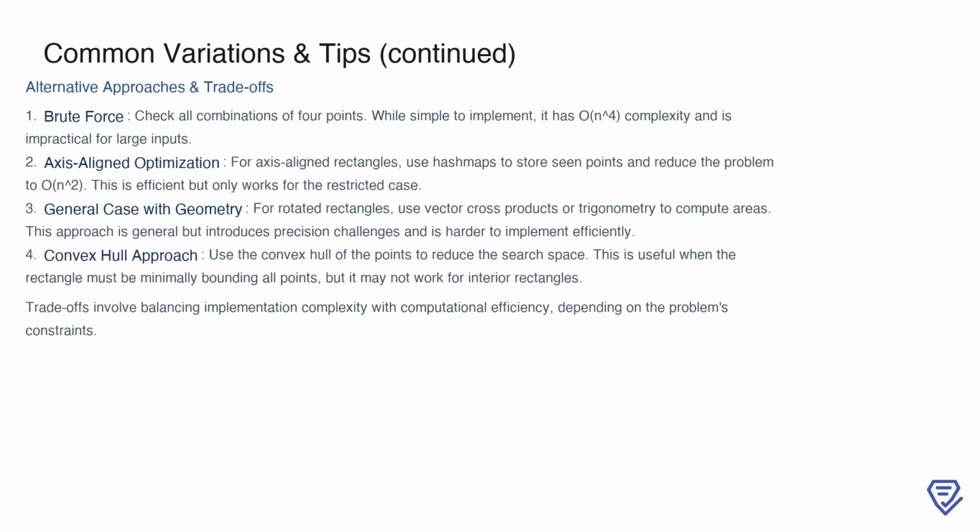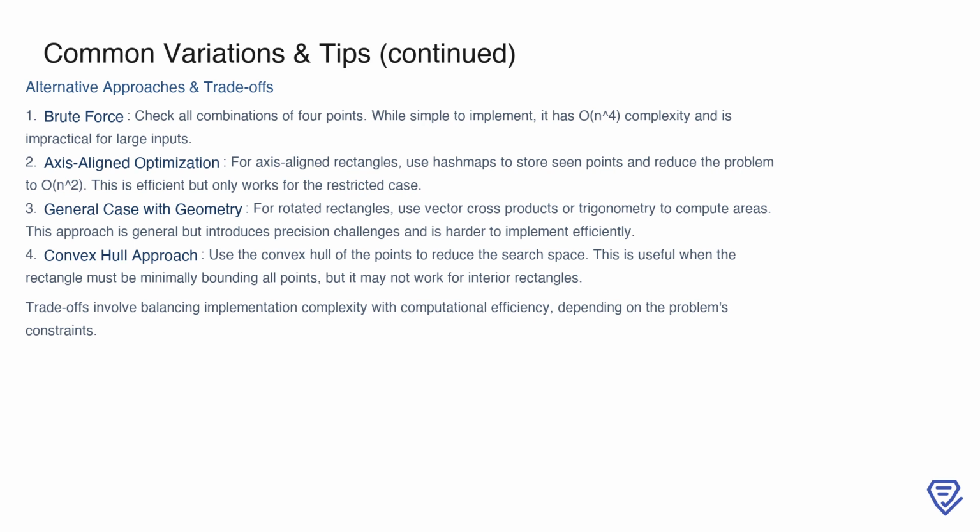Let's explore alternative approaches and the trade-offs involved. A brute force method, which involves checking all combinations of 4 points, is straightforward to implement but highly inefficient with a complexity of n to the power of 4. It quickly becomes impractical for larger datasets. For axis-aligned rectangles, an optimized approach uses hash maps to store seen points, reducing the time complexity to n squared. While efficient, this method is limited to the restricted case of axis-aligned rectangles.